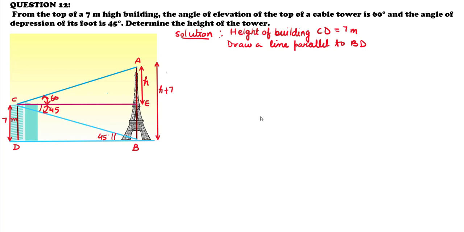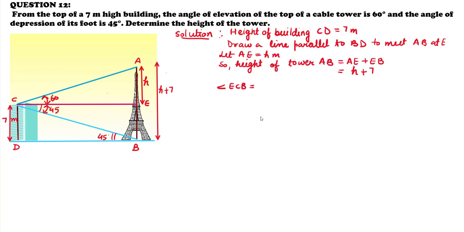Now let us construct. Draw a line parallel to BD to meet AB at E. So BE will be equal to CD, that is 7 meter. So what remains is AE. Let AE be equal to H meter. So the height of the tower will be AB, that is total of AE plus EB, that is equal to H plus 7. Now angle ECB is equal to angle CBD. Why? Because CE is parallel to DB and CB being transversal, these angles are alternate interior angles.